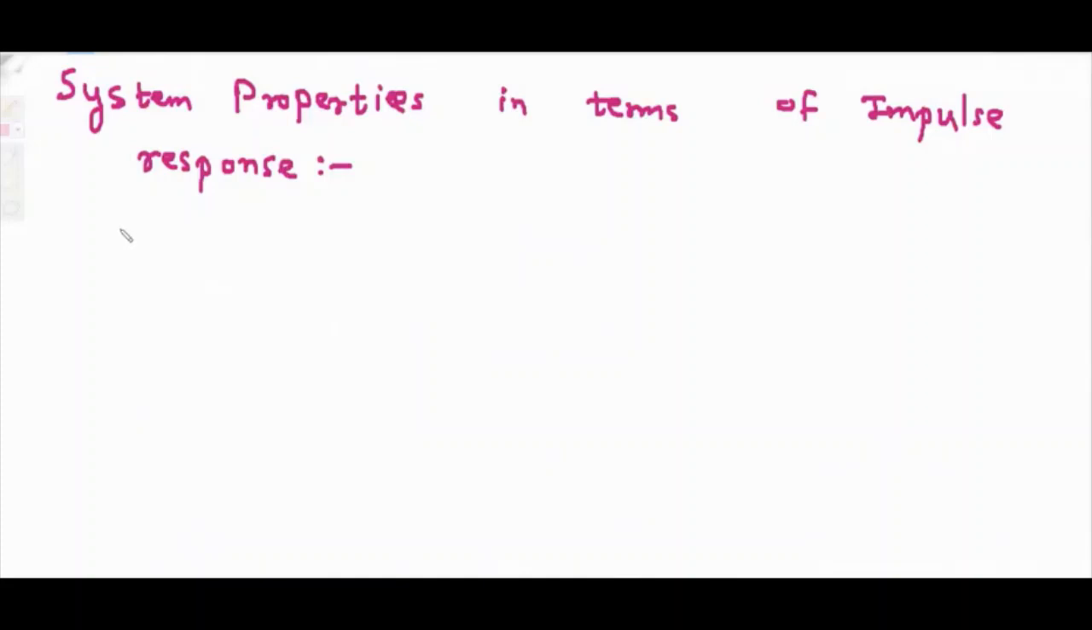Second system property is static or dynamic system. So what is the definition of static system? The system in which output depends on only present value of input is called as static system.